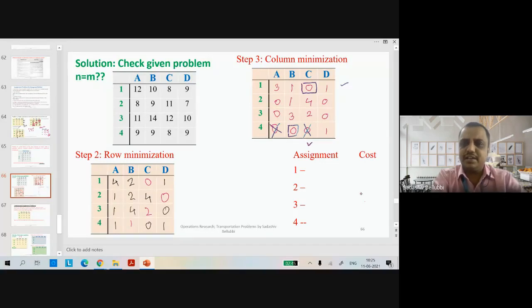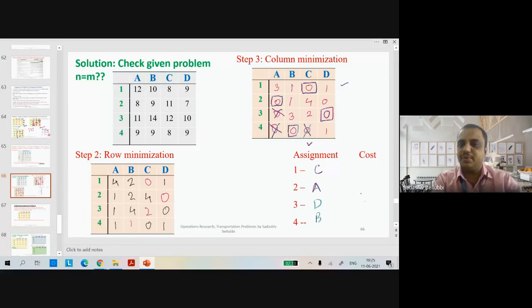If you assign to this one, then this will be, sorry, not this. If you assign there, then it will be cancelled. And next we can assign here. This is one solution. What is that solution? Okay, the first solution is 1 to C we can assign, 2 to A we can assign, 3 to D we can assign, and 4 to B we can assign.